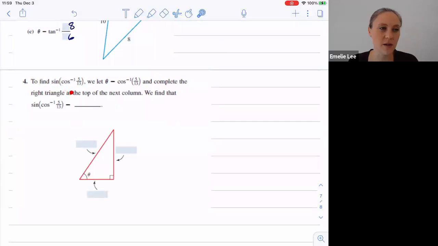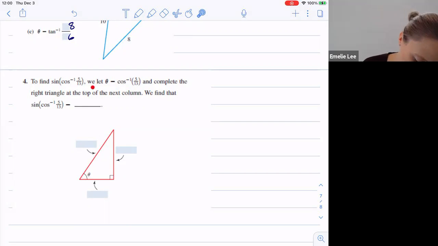What if we have to find something really hard looking like this? What we're going to do is boil this down into let cos inverse of 5/13 be theta. Then we're going to use that theta to figure out what our triangle looks like. And then essentially I need to find sine theta, but I already have the triangle, so I'll be able to find all these values.